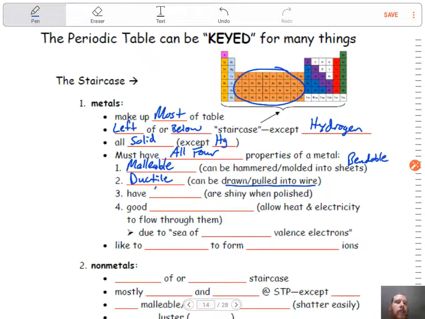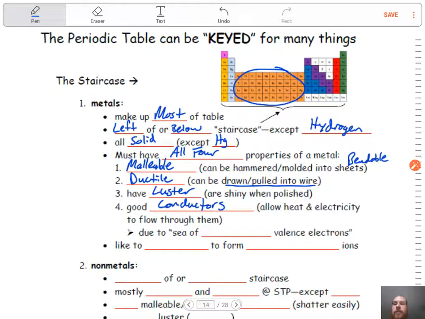They have good luster. Remember from earth science, luster means how shiny they are. And then they're good conductors, which should not be anything new to you. Just think about wires that we plug things in with. They've got copper going through them.